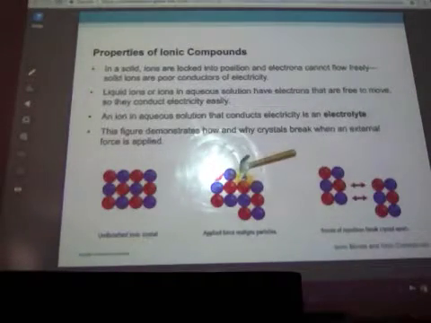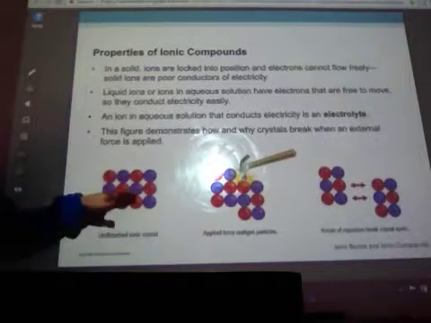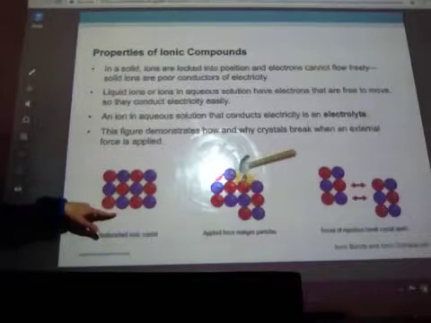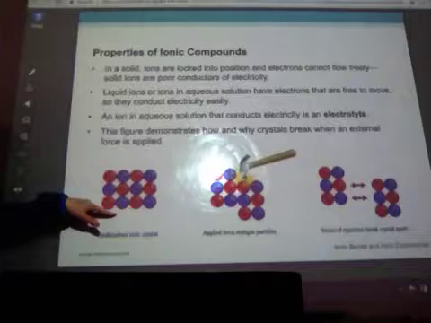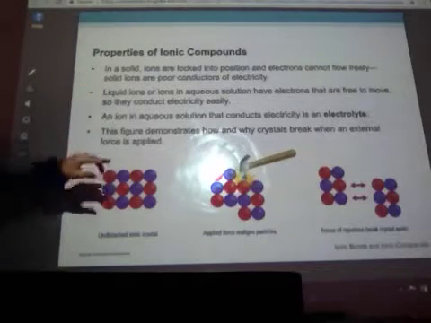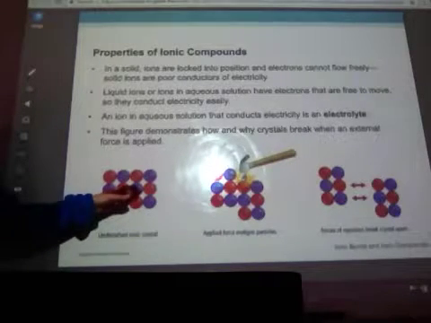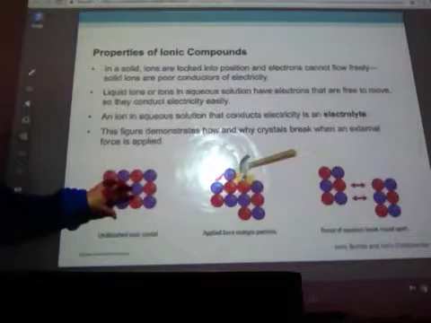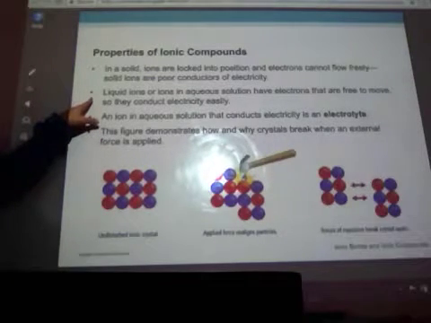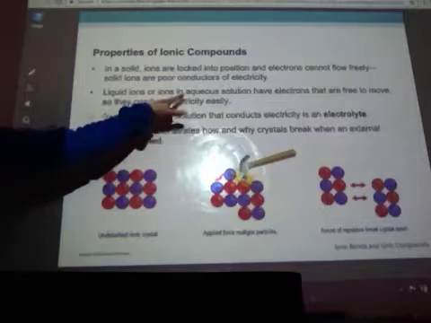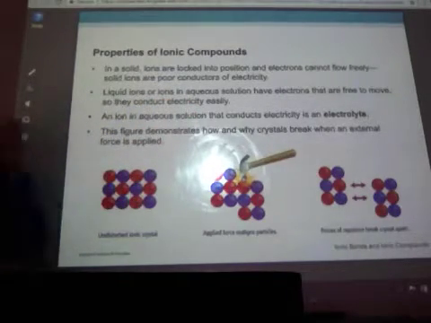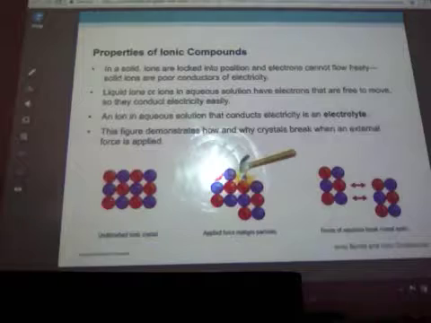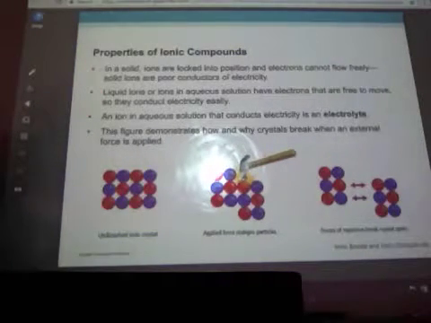So if I have a solid, this would be a crystal. It's organized very neatly. Ions are locked into position, and therefore they don't flow. And that's why it's not conductive. So when I stick my conductivity apparatus in a solid, it's not going to light up because these are organized, they're right by each other, they don't move, they stay in the same spot. Liquid ions, so if you melt most of these or you mix them with water, it allows the ions to move. And when they move, then it becomes conductive. And then it would light up the conductivity apparatus.